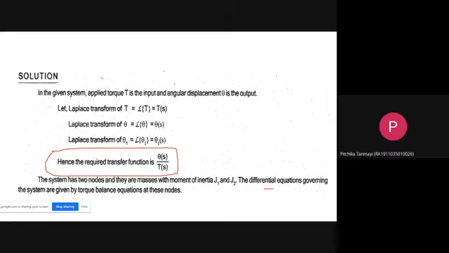Shall we move to the first one? J1, free body diagram. Yes, sir. So you see the first free body diagram: theta, T1, Tj1 and Tk. You first draw the free body diagram for the J1.